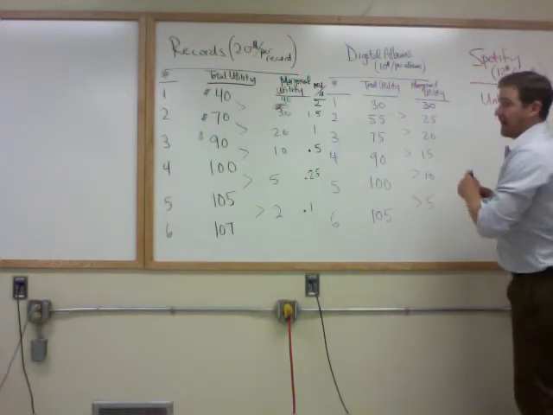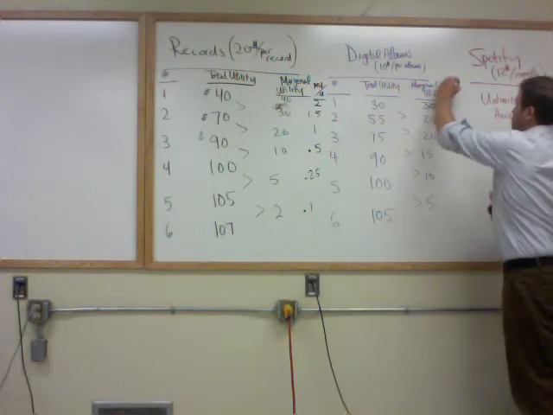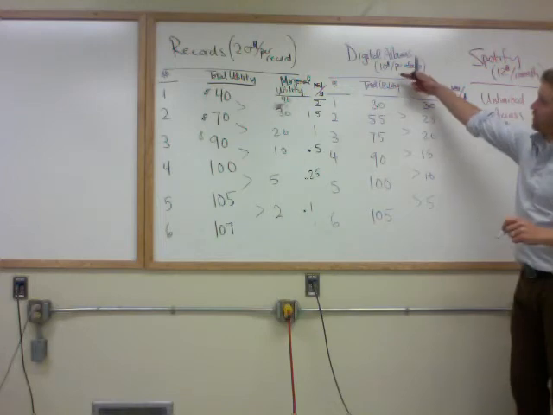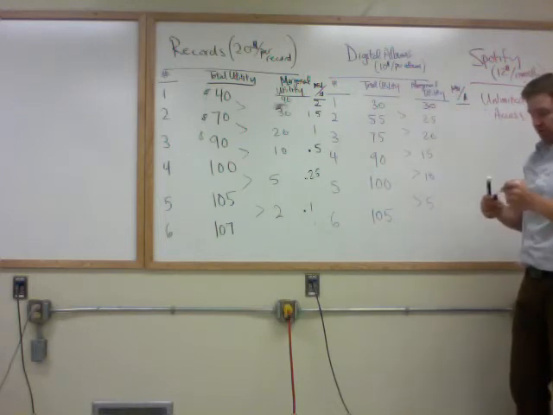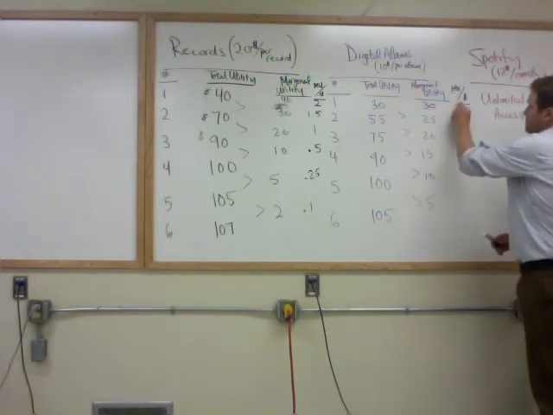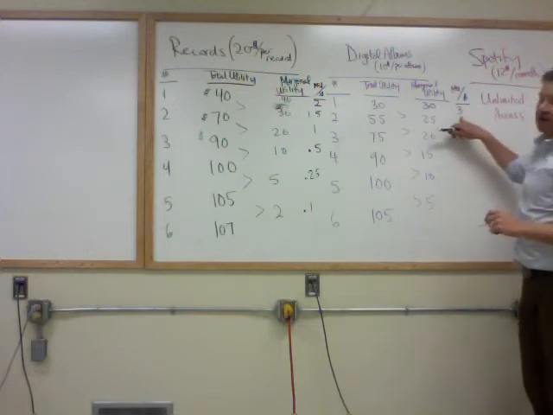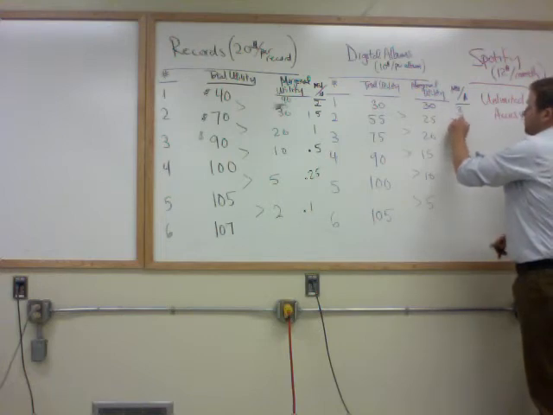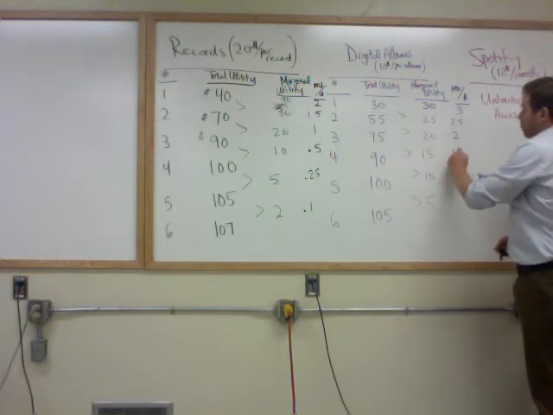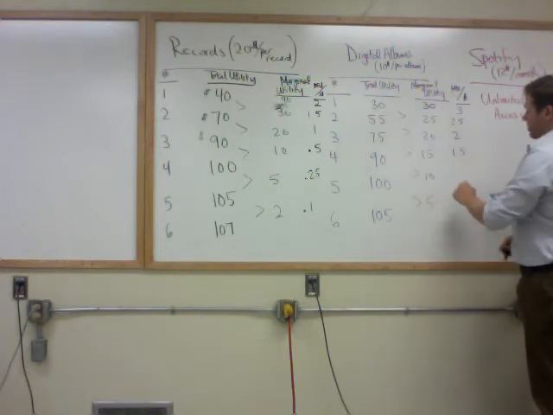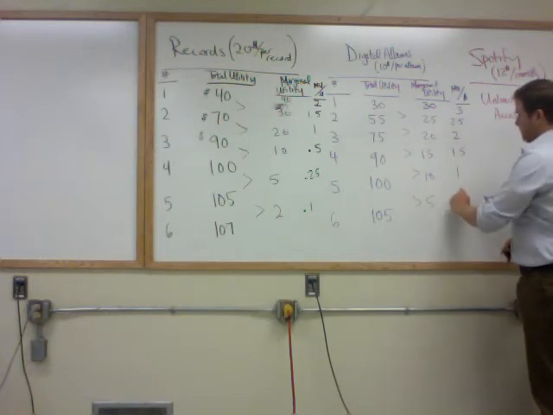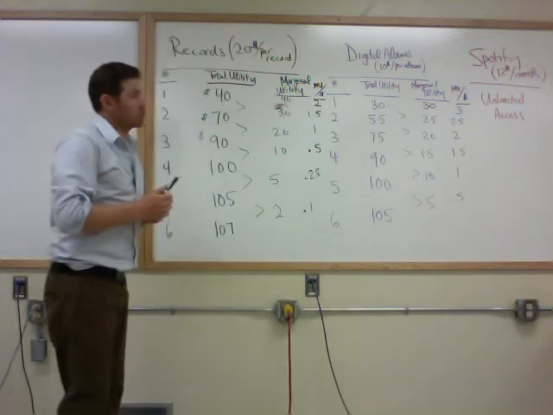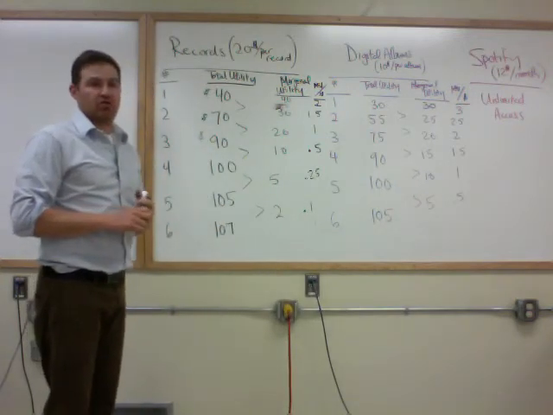So let's do the same thing over here. We have to add a column that says marginal utility per dollar. And again, this time we're going to be dividing by 10 because digital albums only cost $10. So that first album gave us 3 marginal utility per dollar, 2.5, 2, 1.5 because we're dividing by 10 all the time, 1, and 0.5. Now we are finally in a situation where we can actually compare the two.